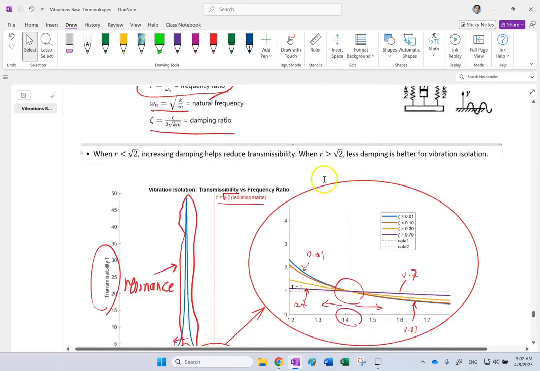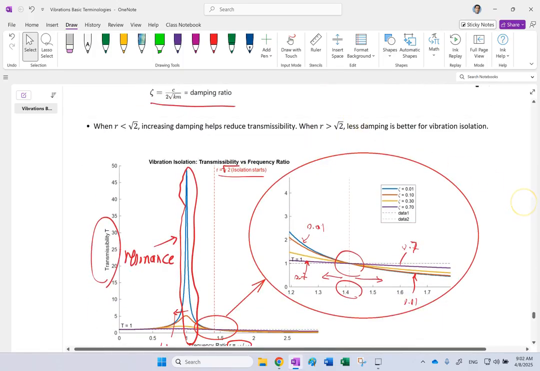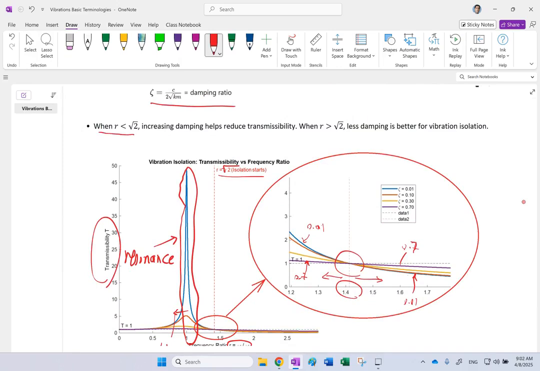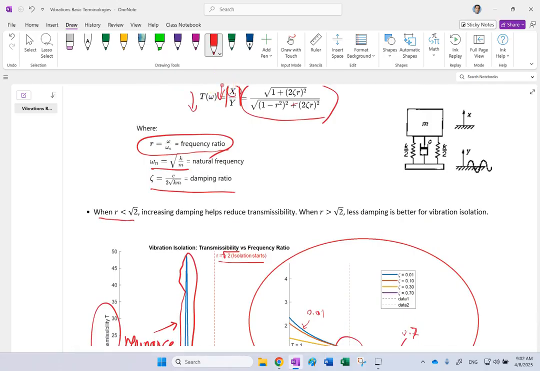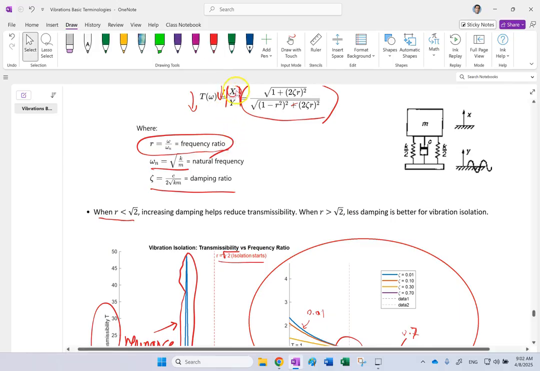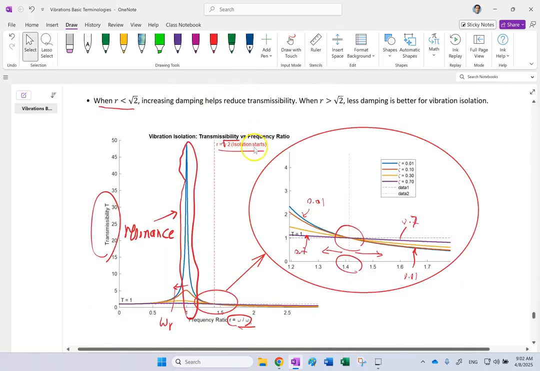So what does this one say? It says that when this ratio is below square root 3, if you want to get less transmissibility, and less transmissibility means smaller x for the same y, it's always desired to bring down this transmissibility, right? We want to have a smaller magnitude of output compared to the input.